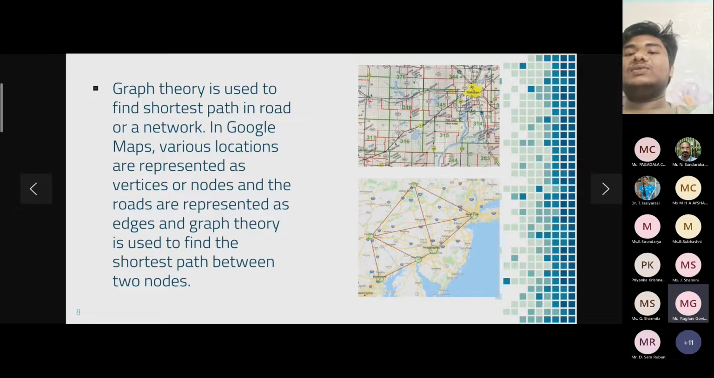Graph theory is used to find the shortest path in a road network. In Google Maps, various locations are represented as vertices or nodes, and the roads are represented as edges. Graph theory is used to find the shortest path between two nodes. For example, if we take the direction between Chennai and Bangalore, Chennai and Bangalore are the vertices, and the paths which connect Chennai and Bangalore are the edges.